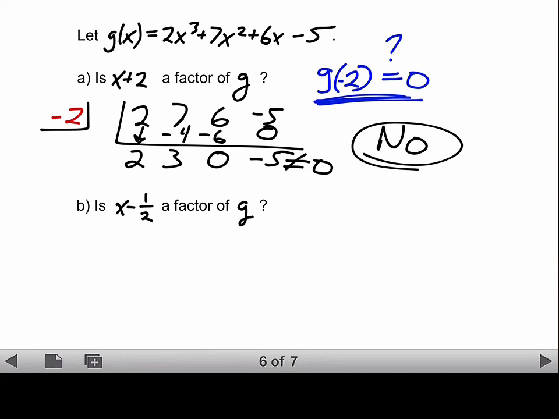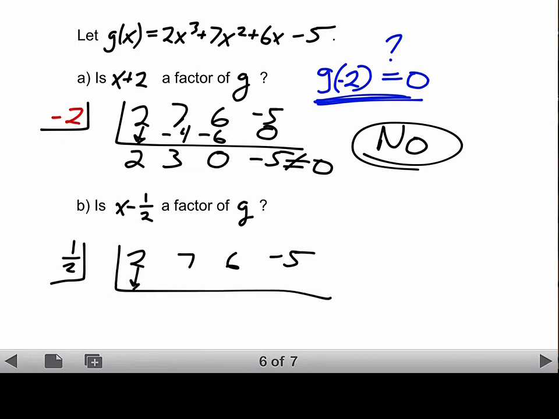Well, let's see what happens with the next one. Part B, is x minus 1/2 a factor of g? I'm going to do exactly the same thing. I'm going to put that 1/2 in the penalty box since it's x minus 1/2. I use 1/2. Coefficients haven't changed. 2, 7, 6, negative 5. And bring down the 2, multiply and add.